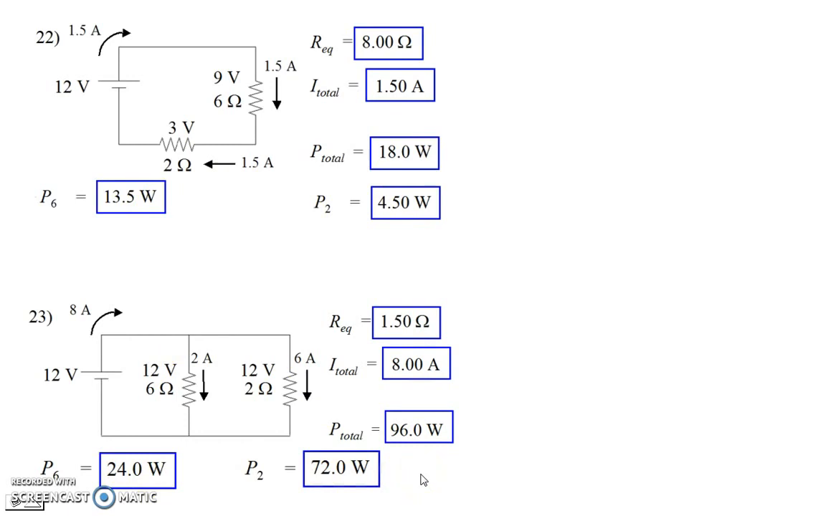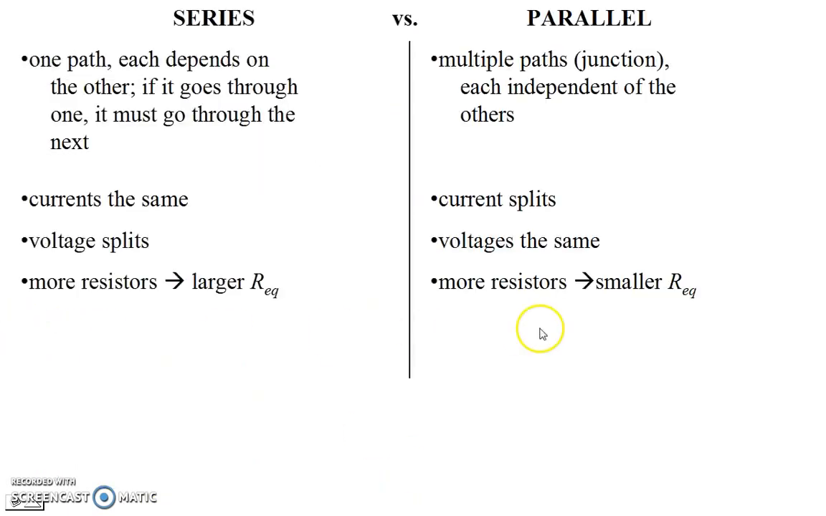Let's go back to our chart to compare series and parallel. We'll add one more bullet point, that in general, when light bulbs are in series, they're generally dimmer, and when they're in parallel, they're generally brighter. For the same two light bulbs, or the same light bulbs attached to the same voltage source. That's really what we're looking for, right?